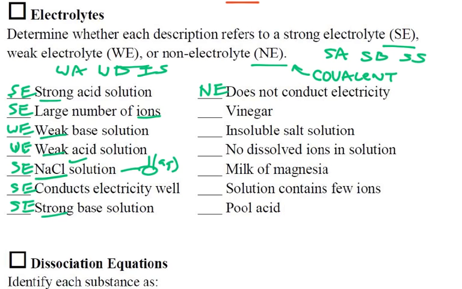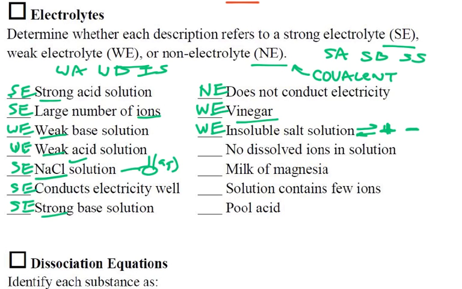Vinegar, we tested that. You're supposed to remember that that was a weak electrolyte. And the fact that we actually put that on our food, we know that that's going to be a weak electrolyte. Not a non, maybe, but in this case it's weak. Insoluble salt solution, I'm going to call that a weak electrolyte. It breaks up a little bit. We do a double arrow, and we get a little bit of positive and a little bit of negative ions.